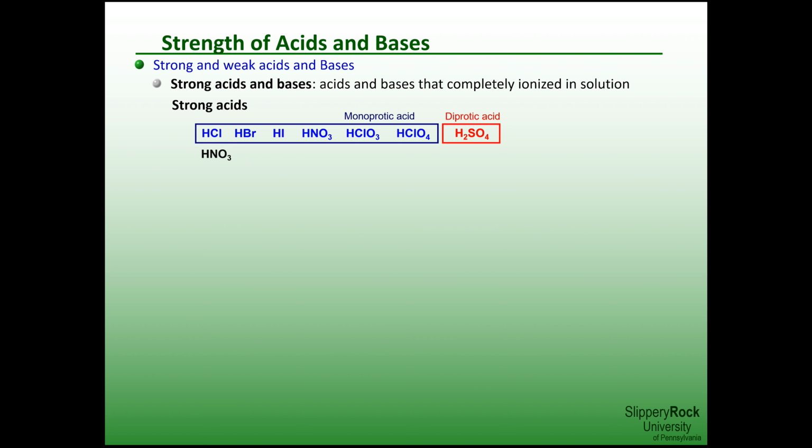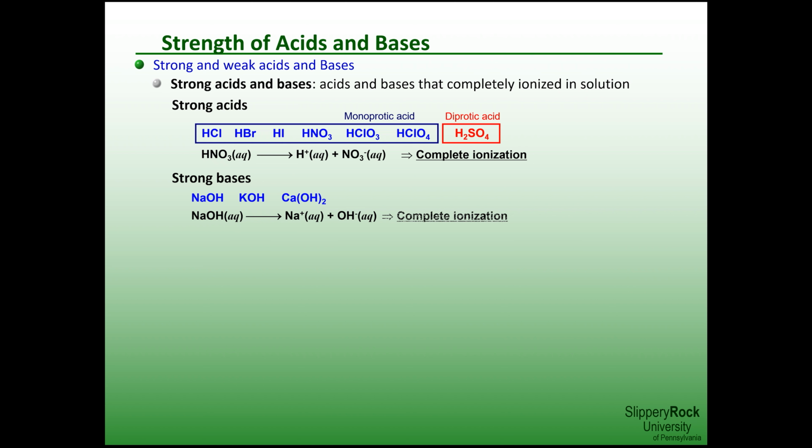For example, nitric acid dissociates completely according to this equation. The single arrow indicates complete ionization. Nearly every nitric acid molecule separates into hydrogen ions and nitrate ions in solution. Because strong acids produce large amounts of H+ ions, their aqueous solutions conduct electricity very well and typically have very low pH values. Next, consider the strong bases shown on the slide, including sodium hydroxide, potassium hydroxide, and calcium hydroxide.